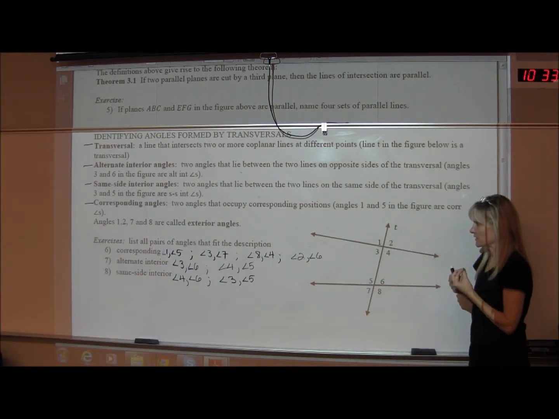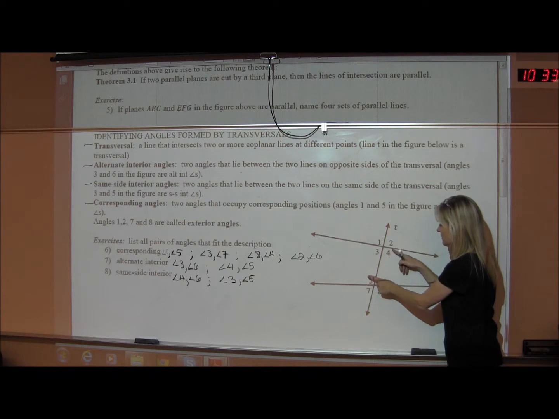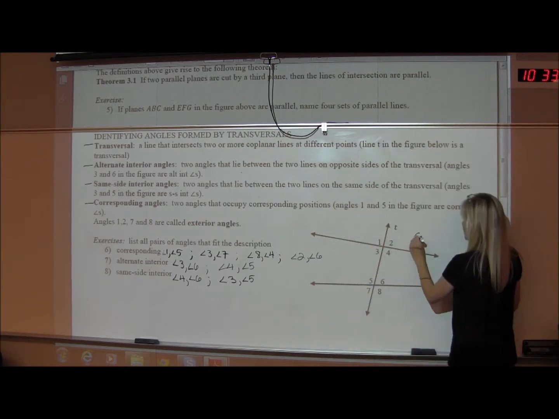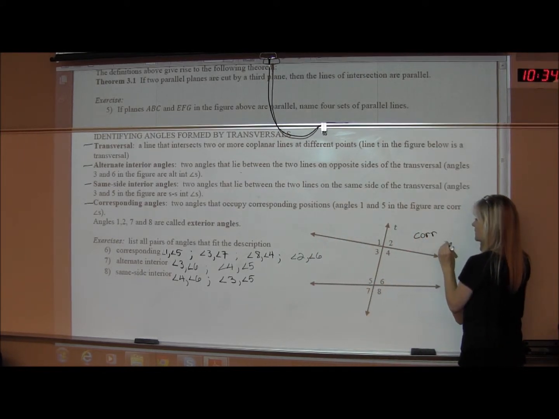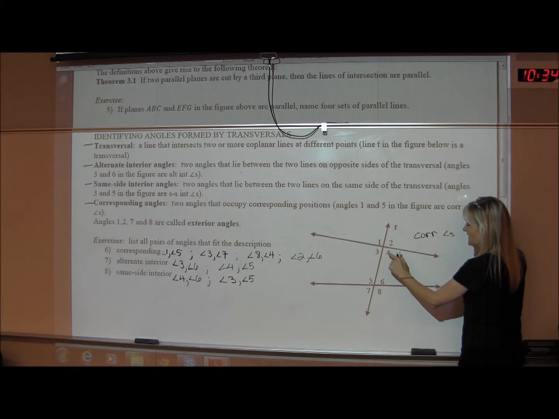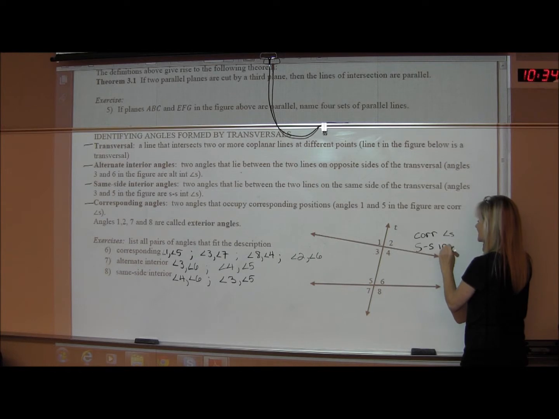So it's a lot of vocabulary to get used to. Alternate interior, same side interior, and corresponding. Now, for corresponding, you could put corr angles. Okay? Your book actually puts the little S in here. For same side interior, you could say SS int angles. So you don't have to write that all out. And for alternate interior, you could put alt int angles.